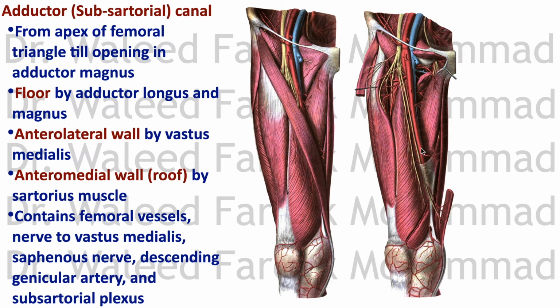Now, it begins at the apex of the femoral triangle but ends at the aperture in the adductor magnus as the femoral artery leaves the ventral aspect of the thigh and goes to the dorsum as the popliteal artery.